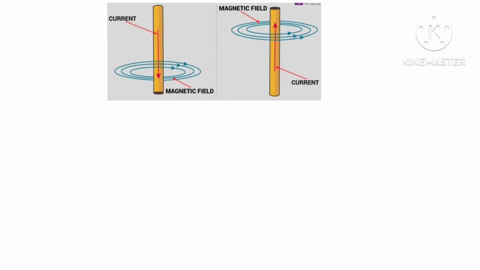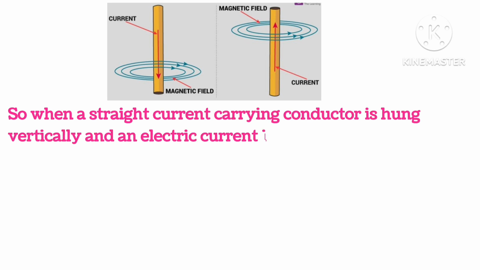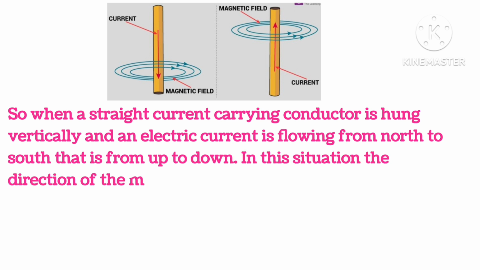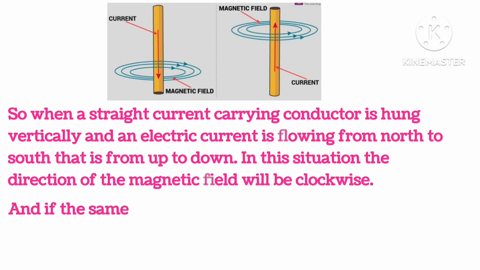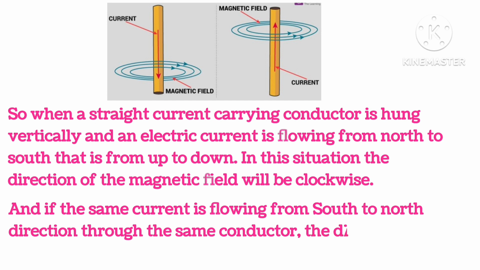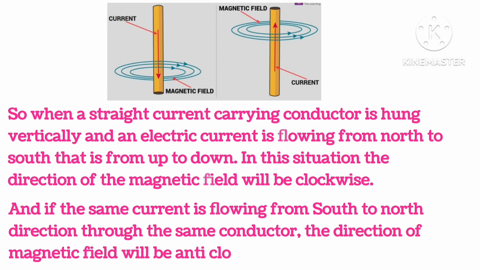So as you can see in this diagram, when a straight current carrying conductor is hung vertically and electric current is flowing from north to south direction, that is from up to down, in this situation the direction of magnetic field will be clockwise. And if the same current is flowing from south to north direction through the same conductor, then the direction of magnetic field will be anti-clockwise.